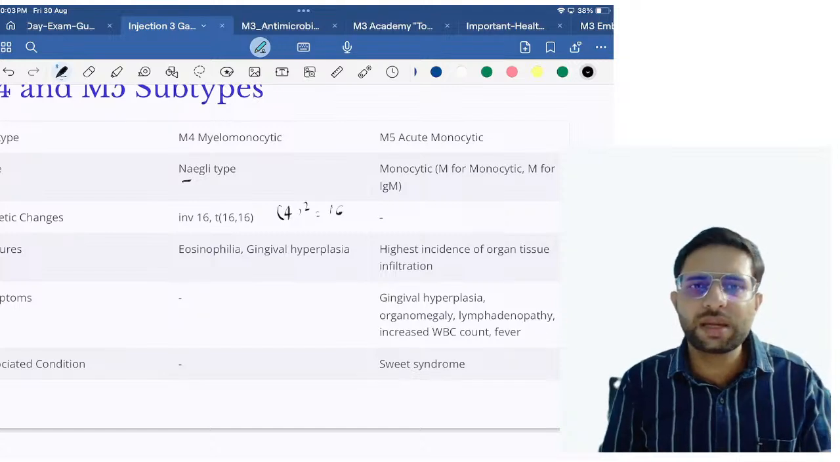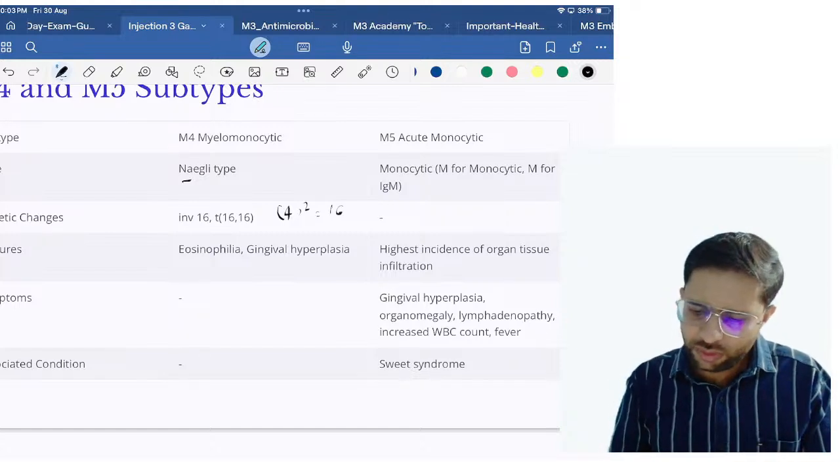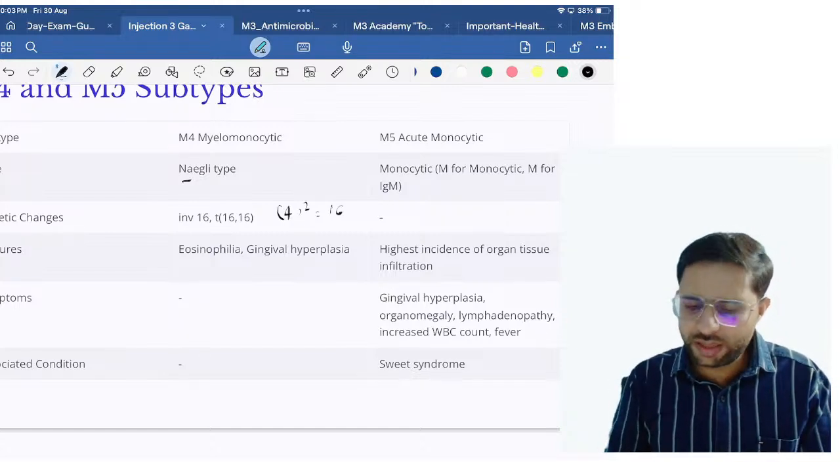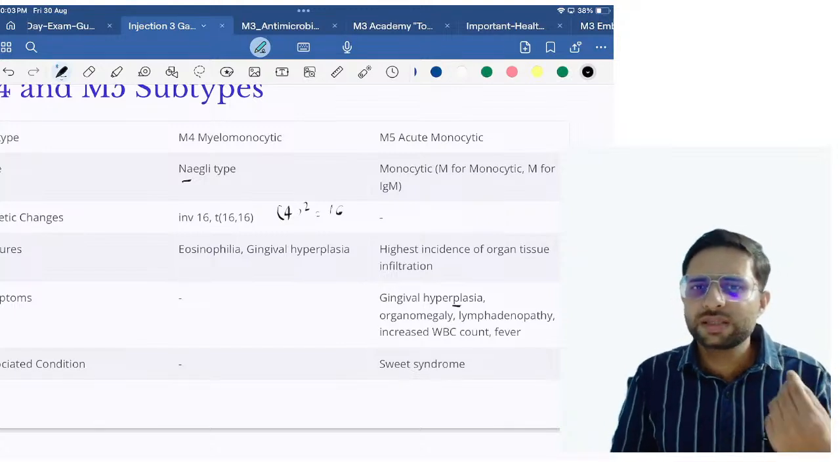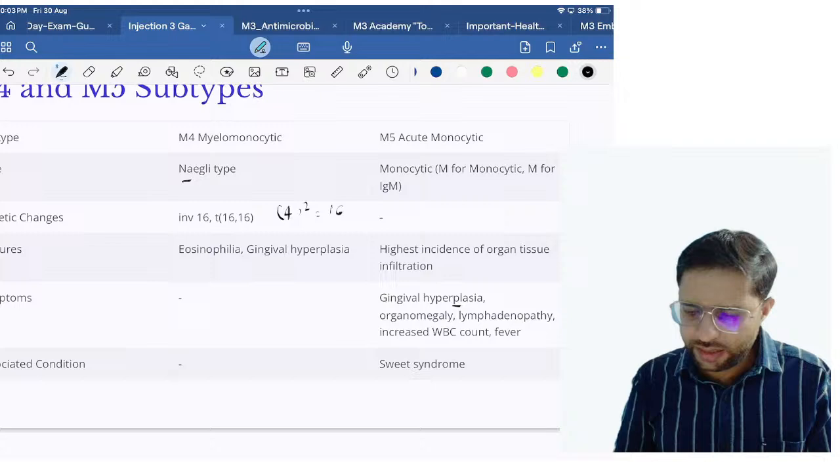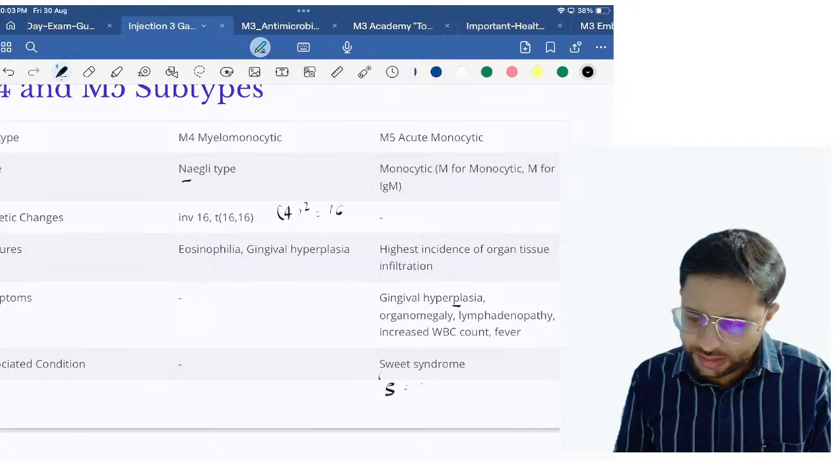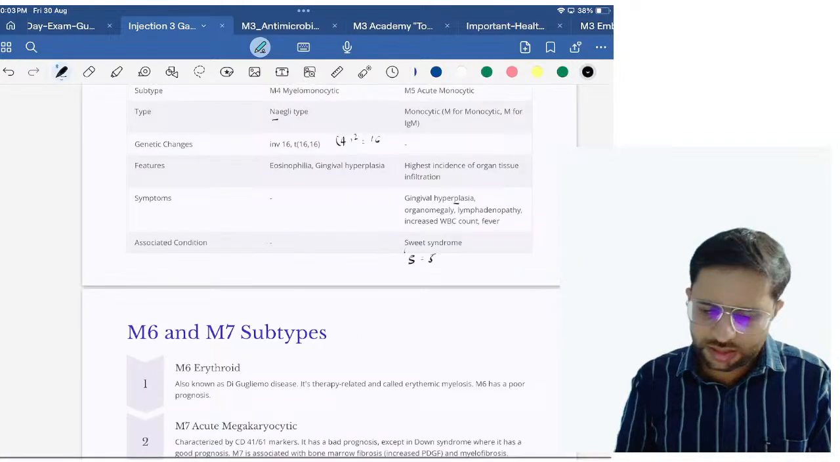Eosinophilia, gingival hyperplasia is present. M5 has the highest incidence of organ infiltration. So gingival hyperplasia, organomegaly, lymphadenopathy, all of these are found most here. And M5 also has Sweet syndrome. This S looks like 5, so this is related to Sweet syndrome.